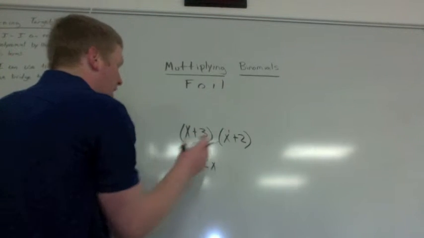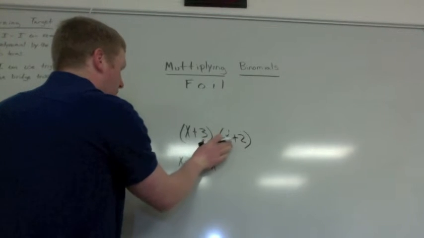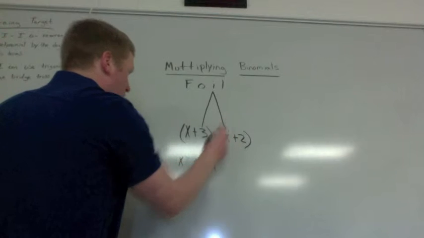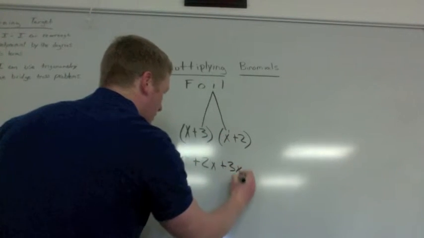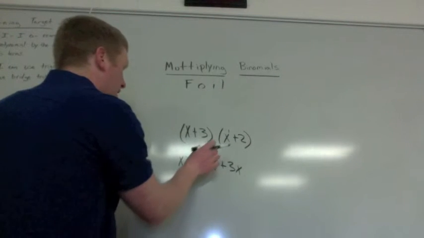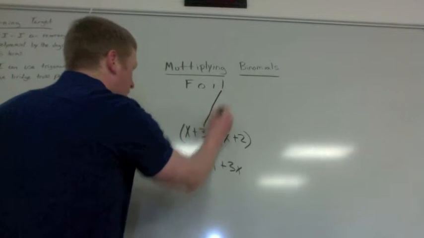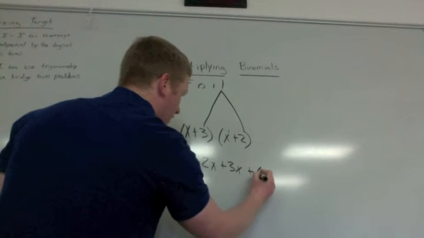I stands for the inside terms. The inside terms in this case are 3 and x. So you take 3 times x and you get 3x. L stands for the last terms, in this case 3 and 2. So you multiply the 3 and the 2, and that gives you 6.